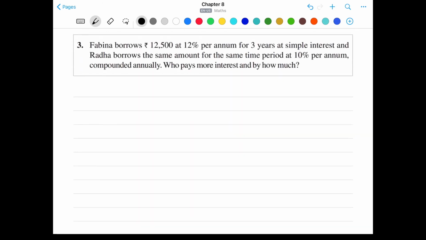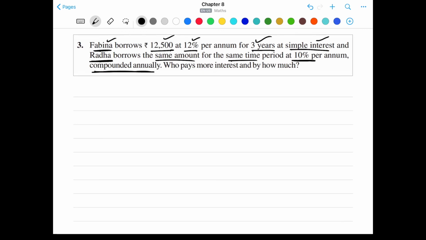Now let's move to question number 3. Here we have two girls. The first girl is named Fabina. She borrowed 12,500 at 12% per annum for 3 years at simple interest. The other girl, named Radha, borrowed the same amount, 12,500, for the same time period of 3 years, but the rate of interest here is 10%.